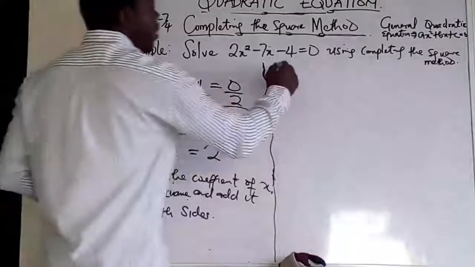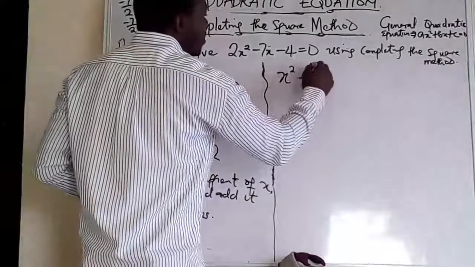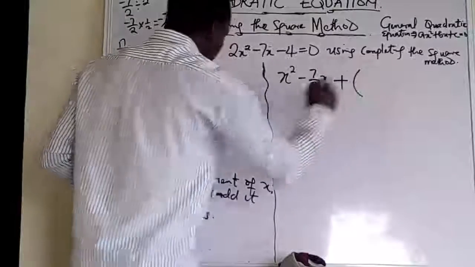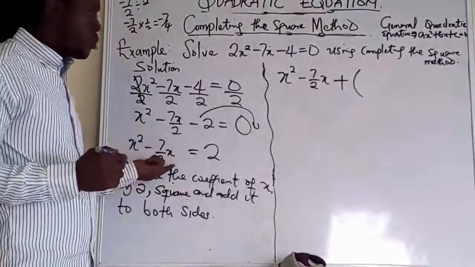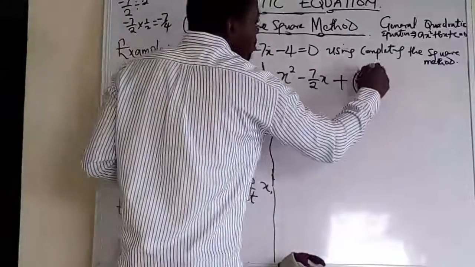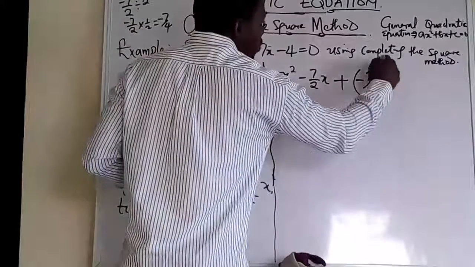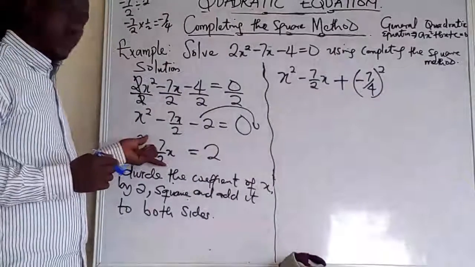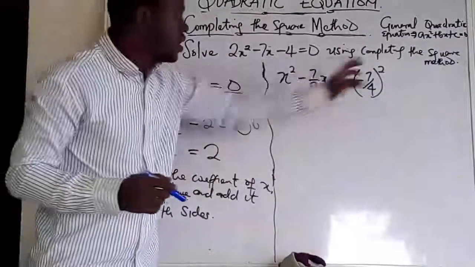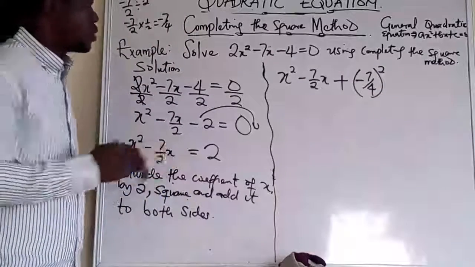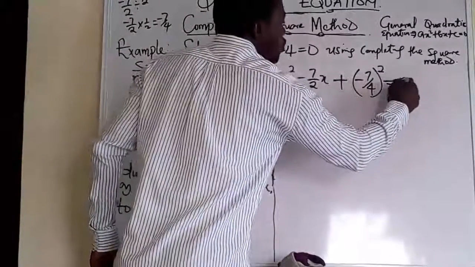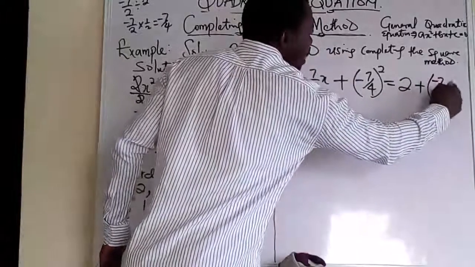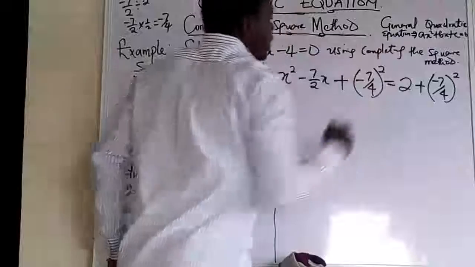So now we have x squared minus 7 over 2x. What we want to add now is this coefficient divided by 2, which is minus 7 over 4. We squared it and we add it to both sides. You can see that I've divided it by 2, squared it, and added it to both sides. So it will now be equal to 2 plus the same thing, because we are adding it to both sides.